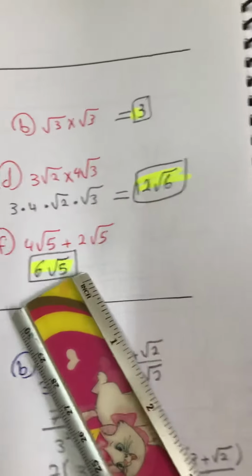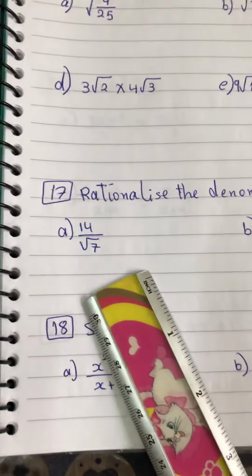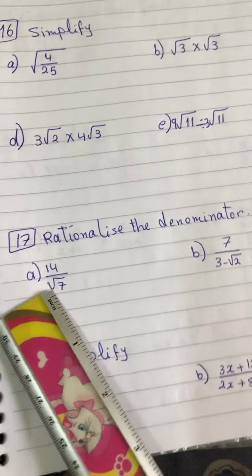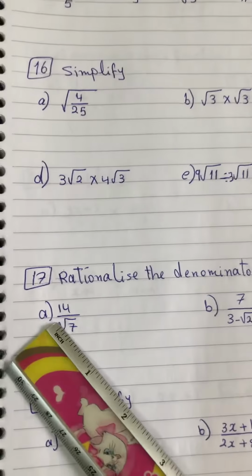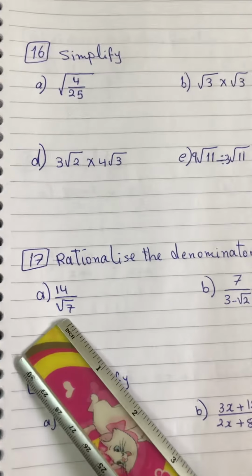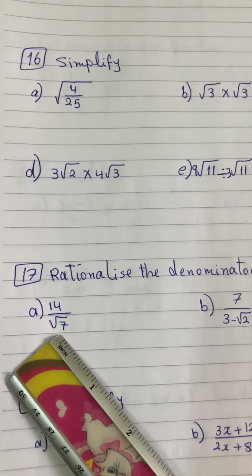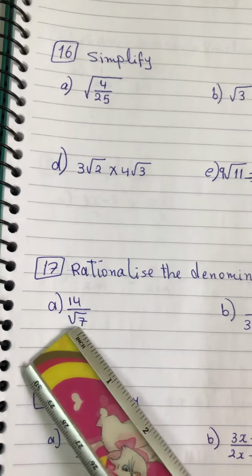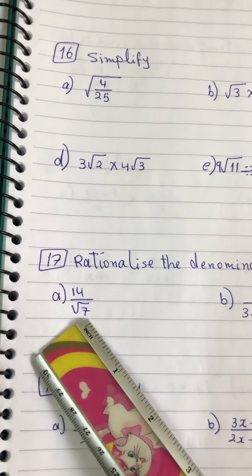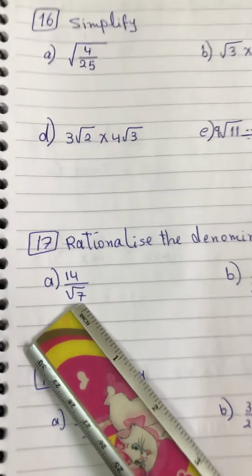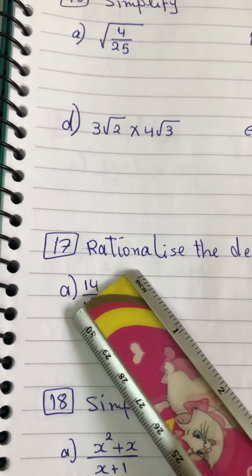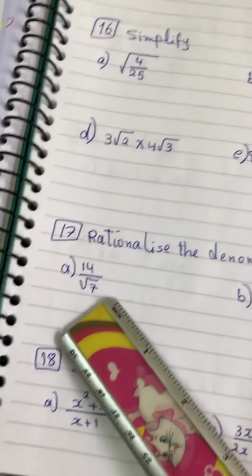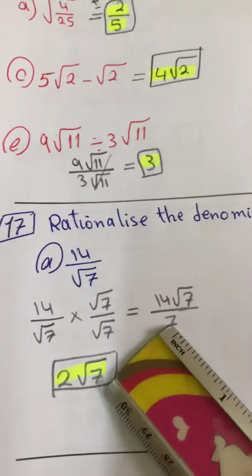I think it's easy. In question number 17, rationalize the denominator. Rationalize the denominator means change the denominator into a rational number, because it contains an irrational number, a square root whose value I can't find. 14 over square root of 7: I'll multiply by the denominator as it is, square root of 7 up and square root of 7 down. That's to say I multiply by 1, the identity, so I didn't change the value.